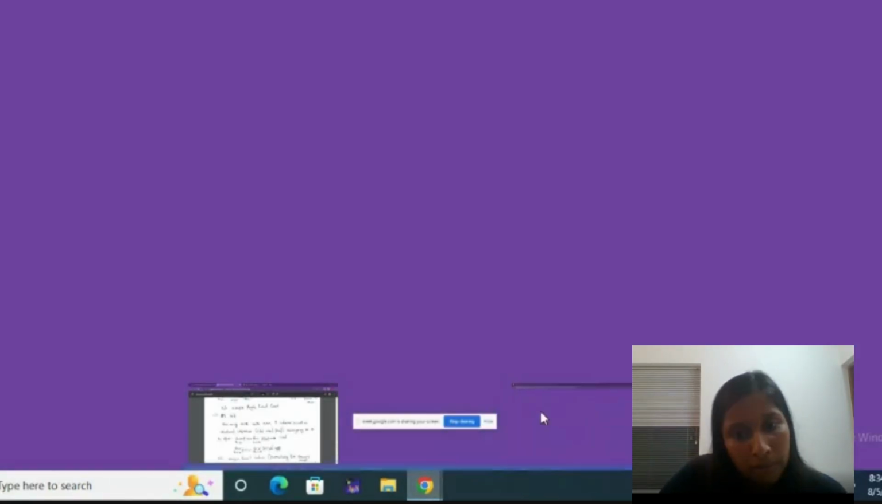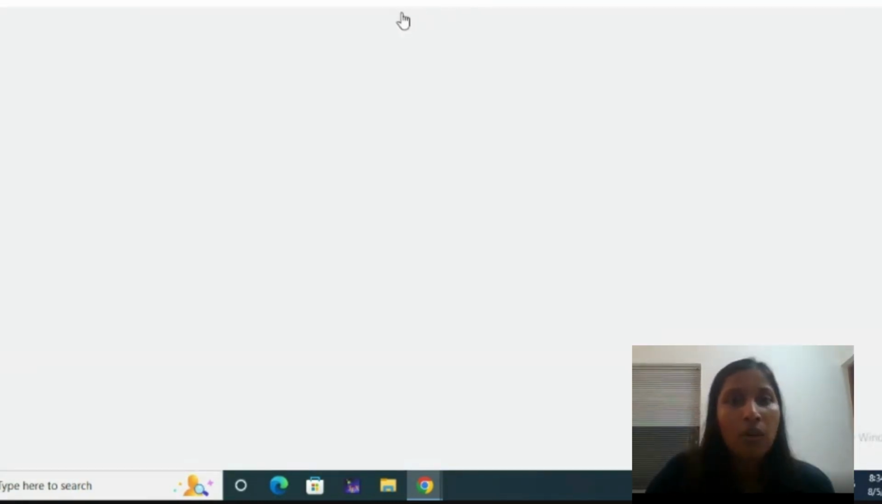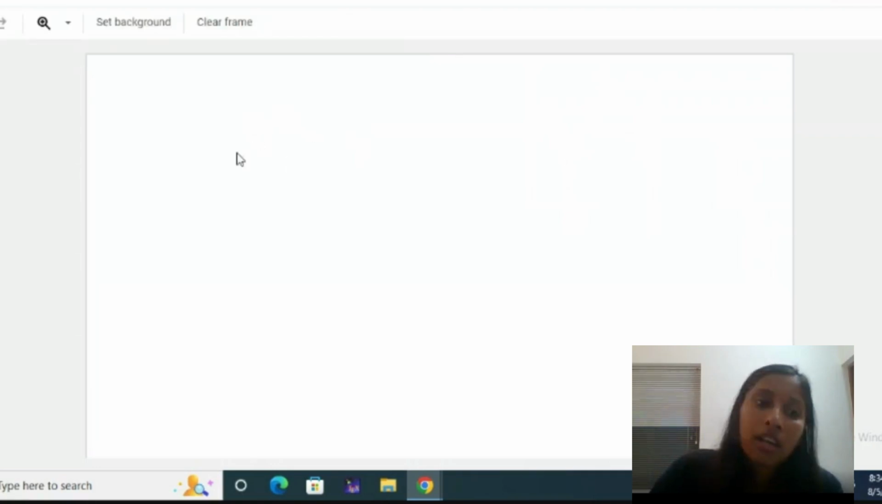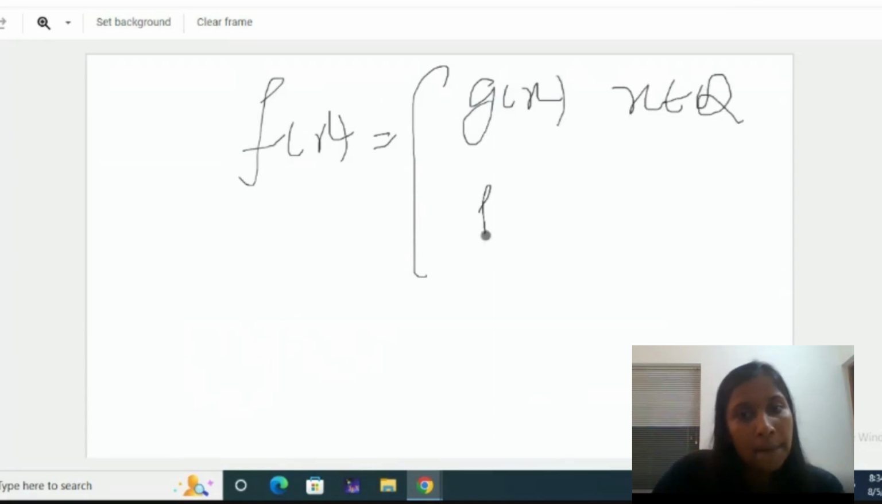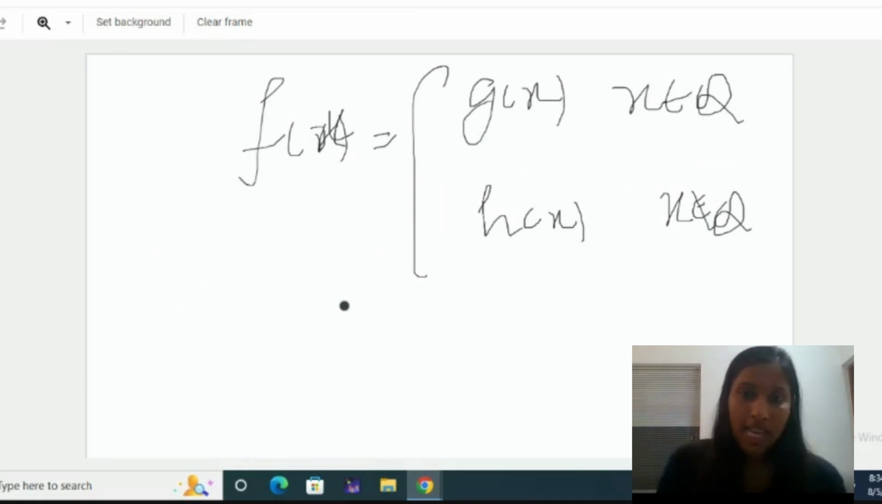From this question itself, we can solve another question of this type. If we consider any function f of x equal to some g of x where x belongs to q, and some h of x where x doesn't belong to q, that we have a function of this type. And the question is: find the points where the function does not have a limit. So what will be the answer?